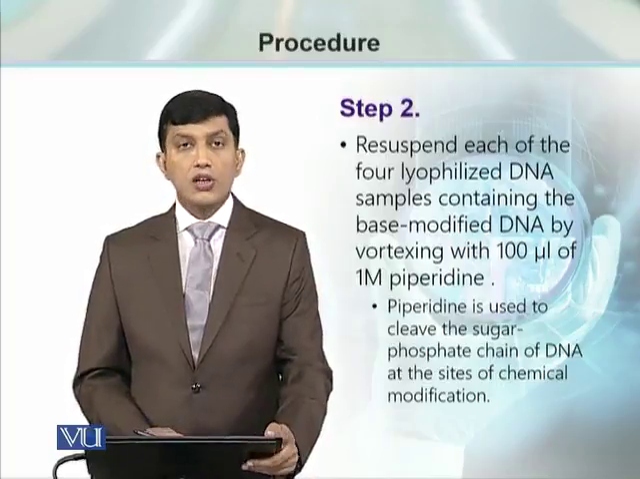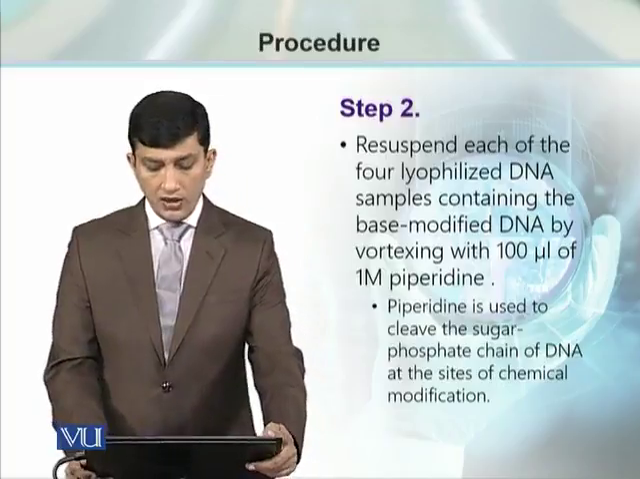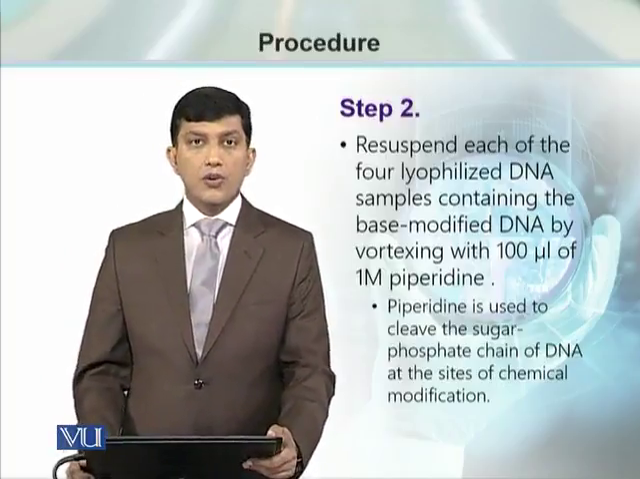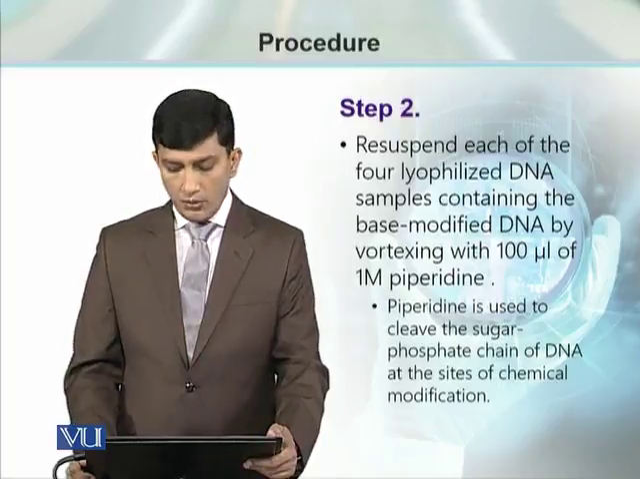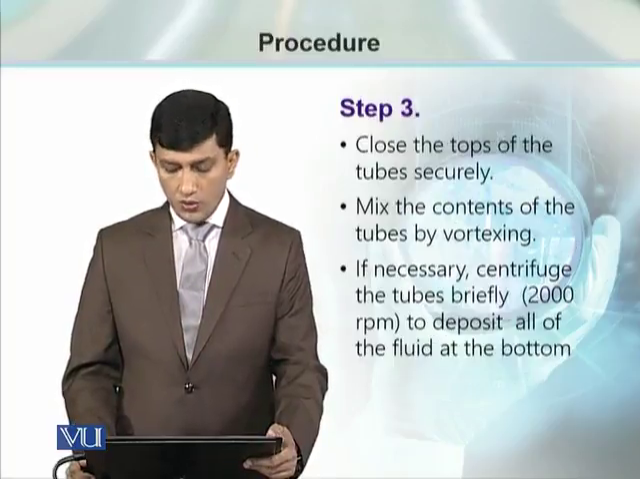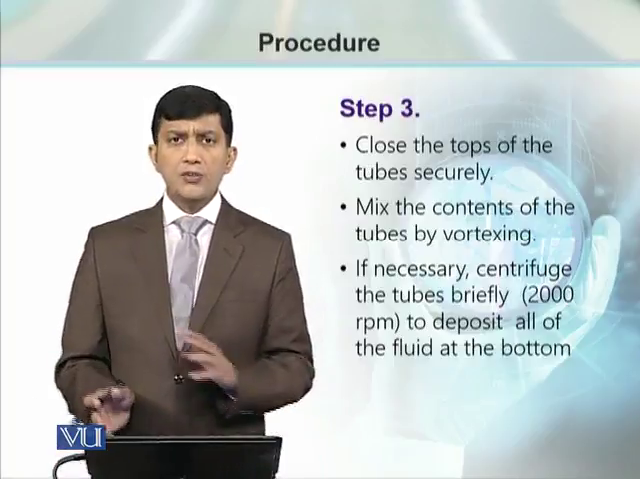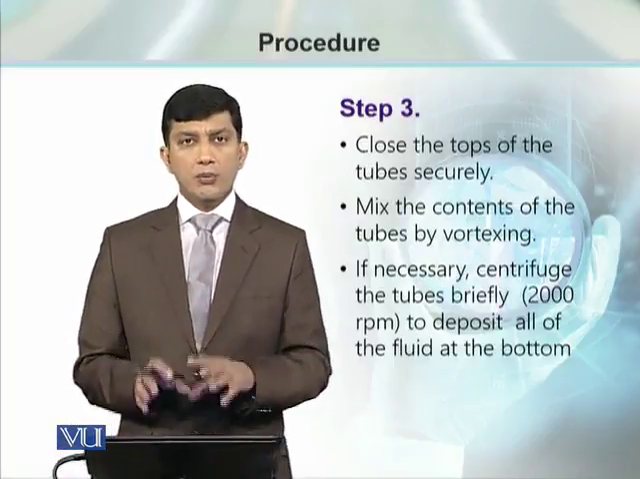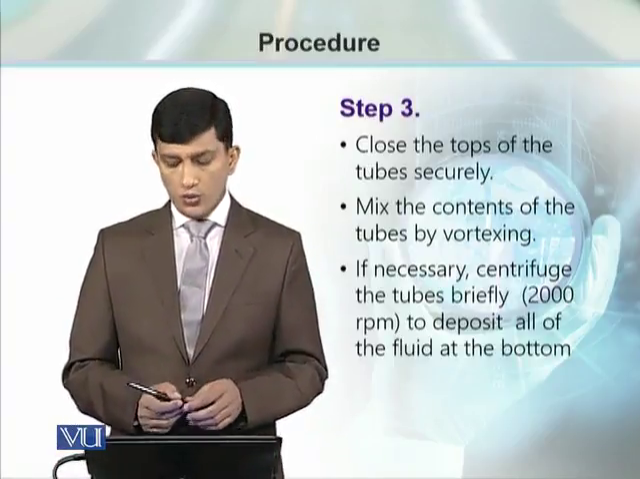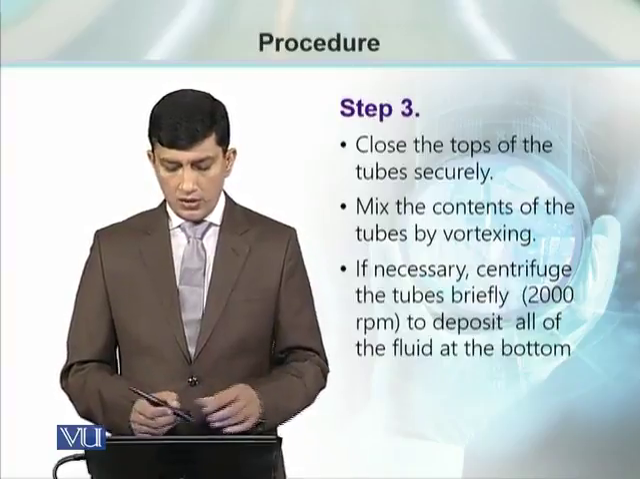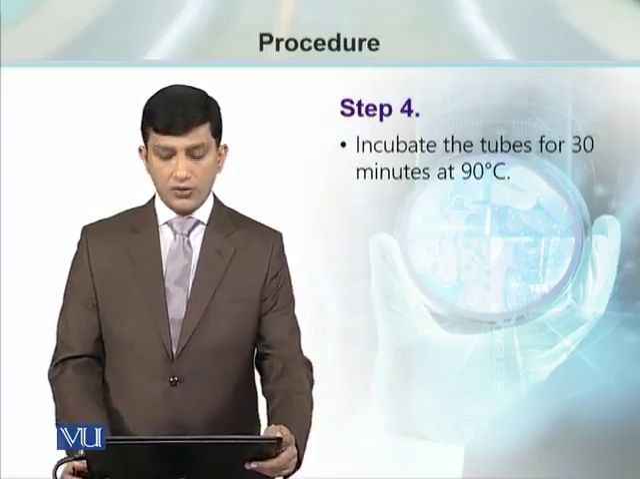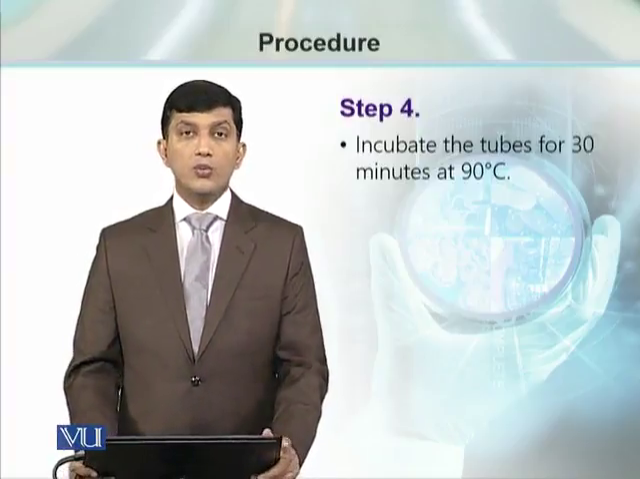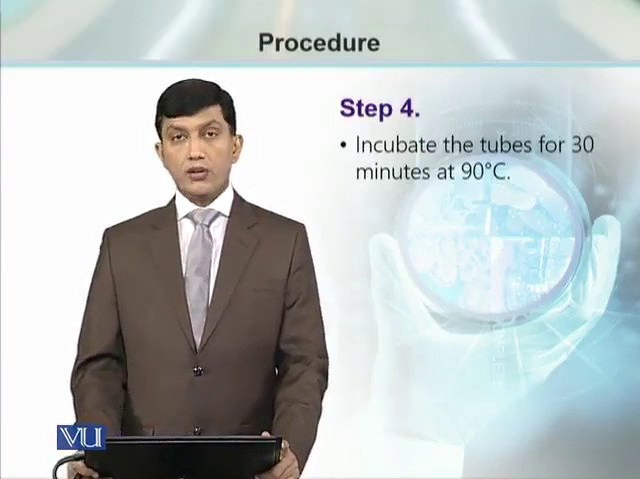This piperidine solution is basically going to perform the cleavage at the sugar and phosphate level, ultimately removing that particular modified base, and the strand is going to be broken down. For this purpose, once we mix it, piperidine is added into the tubes. We are going to incubate it at 95 degrees centigrade. After vortex mixing, we are going to incubate it at 90 degrees centigrade for 30 minutes.